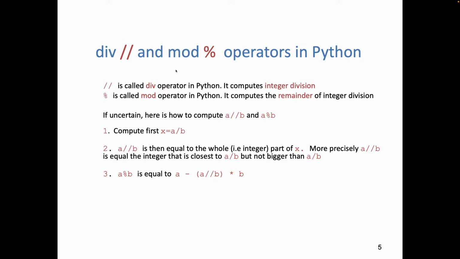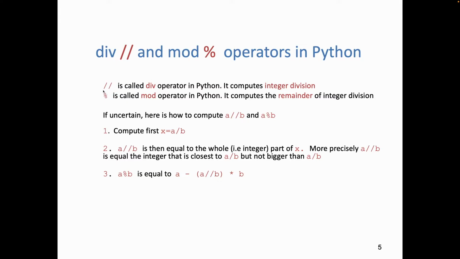Here are 2 operators in Python. The first operator is the double forward slash. It's called the integer division operator or the floor division operator. The second operator is the % sign. It is called the modulo operator, and it's used to compute the remainder of the integer division.